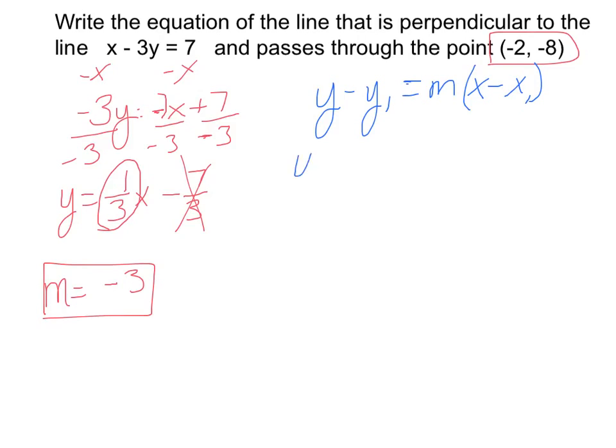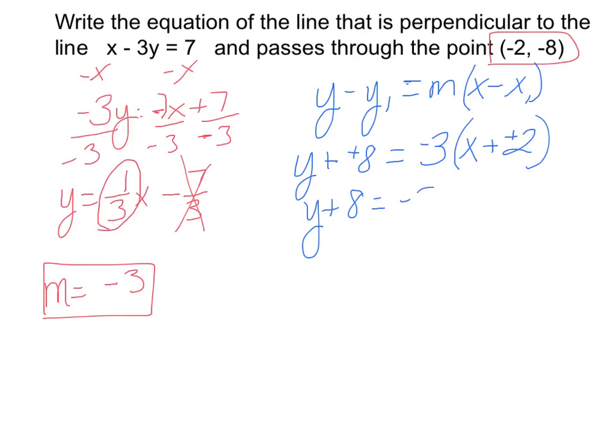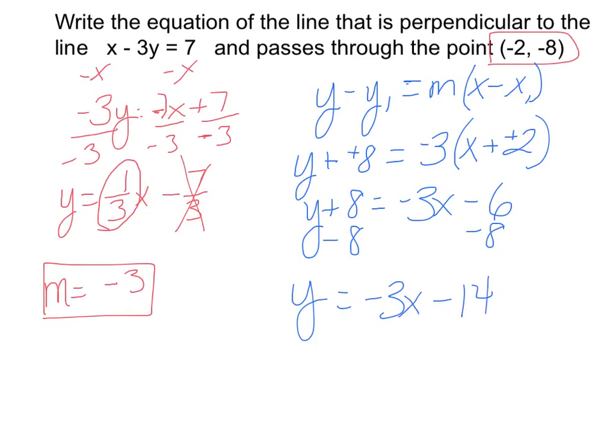Okay, leave the first y, subtract the y from your point, equals, your slope is now going to be a -3. Leave the first x, subtract the x from the point, change those to plus plus, and let's distribute that -3. So -3x minus 6, move the 8 to the other side. And so here's my equation. It's going to be perpendicular to the one they gave me. It's going to go through the point (-2, -8).